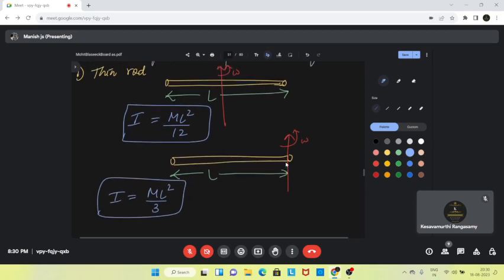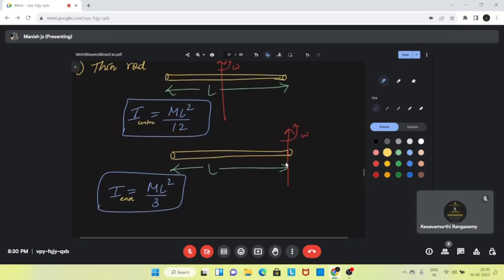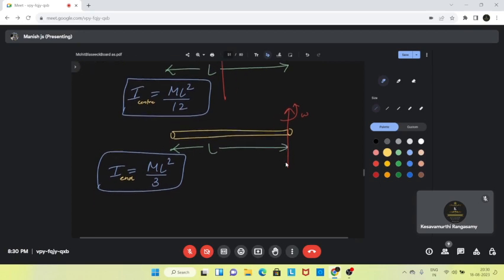There are two possible formulas. One is the moment of inertia when the axis is exactly at the center. The other one is at the end, either of the ends. It can be the left side or the right side, that is your choice. So these are the moment of inertia formulas for a thin rod: when the axis of rotation is at the center, and in the second case, when the axis of rotation is at one of the ends. Now going to the second object.